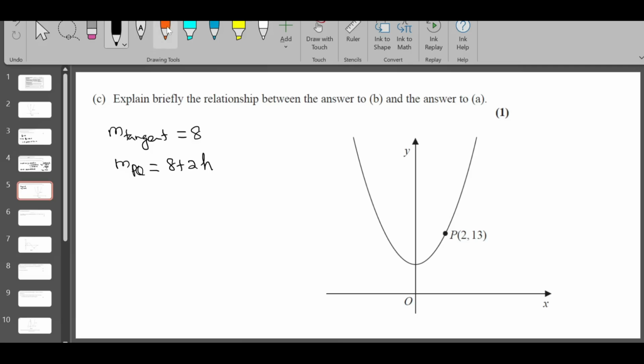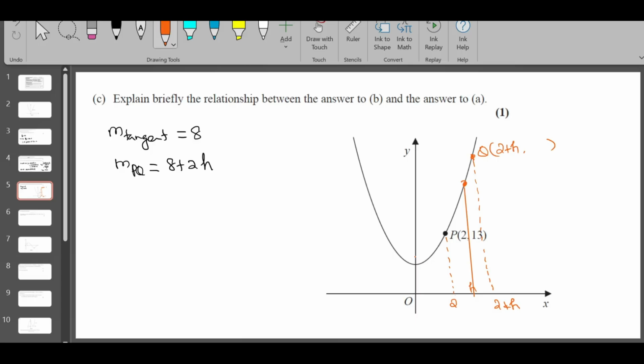Okay, now listen to me carefully. Here the x coordinate of P is 2. Now let's say the point Q is here. The x coordinate is 2 plus h and some y coordinate, right? So this x coordinate is 2 plus h. That means that this distance is h, right? The distance between the x coordinate of P and x coordinate of Q is h. What will happen when we move the point Q along the curve closer to P? Let's say when we move the point here, the x coordinate will be here, right?